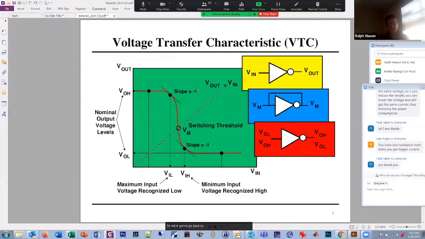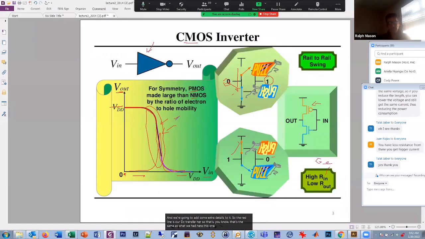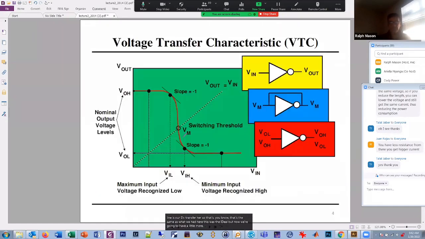Curve, and we're going to add some extra details to it. So the red line is our DC transfer curve. That's the same as what we had here. This was the ideal, but now we're going to have a little more realistic. There's a couple of points that we like to identify, okay?